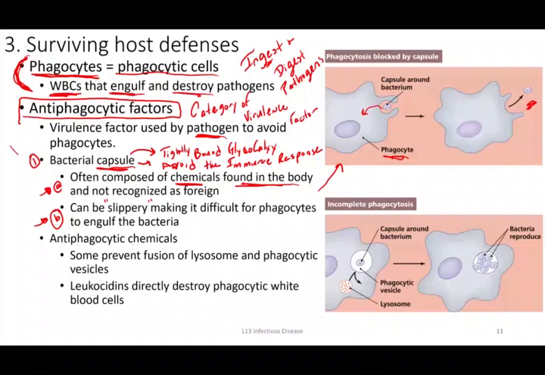There are also chemicals that serve a role as well. So these are chemicals that can be secreted by the bacteria that lead to having antiphagocytic effects. So here's, again, two examples. So here's an A and here's a B. So some chemicals can actually prevent, I'm going to read this to you and then explain it, the fusion of the lysosome to phagocytic vesicles. So what the heck does that mean? Well, this is the digest part of the ingest and digest.